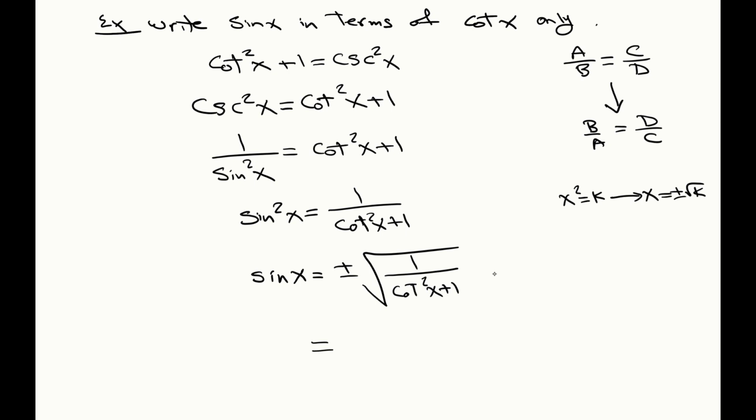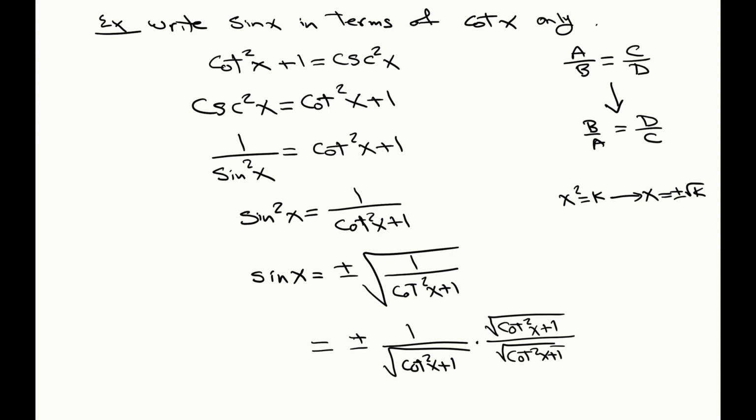So we're going to keep going. We're going to say that's equal to plus or minus square root of 1, which is just 1 over square root of cotangent squared x plus 1. And now we're just going to rationalize by multiplying the top and bottom of this fraction by this square root. So we're going to get square root of cotangent squared x plus 1 and square root of cotangent squared x plus 1, and we're almost finished.